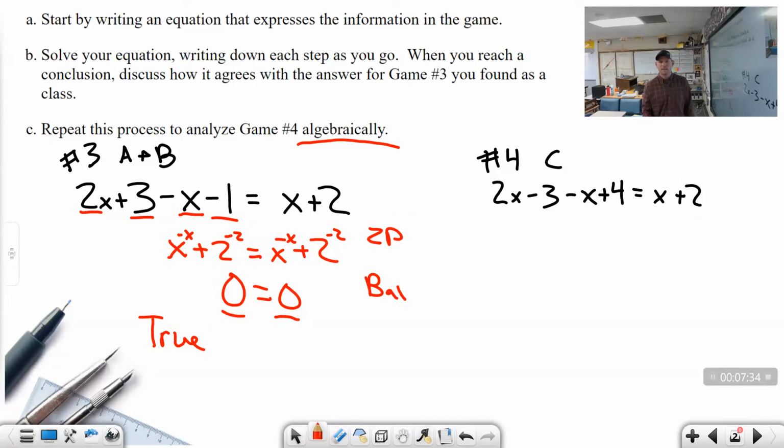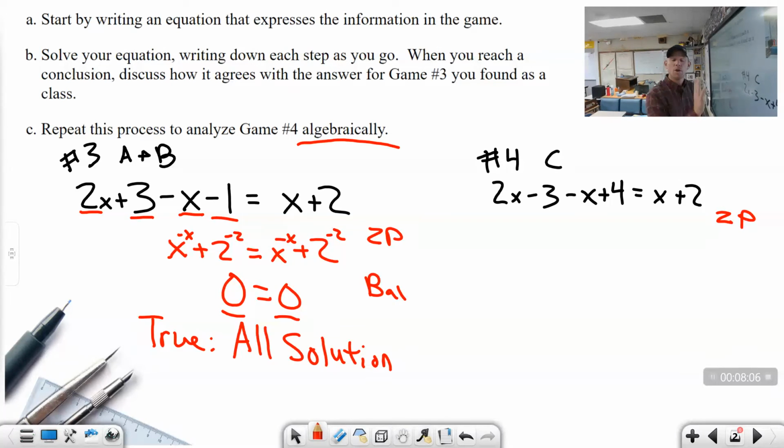What does this mean? This means that all solutions are numbers that make both sides equal. See, that's why in game number 3, it doesn't matter what you choose. Every number you choose is going to be a correct answer. The game was rigged. So let's look at number 4. Let's see what happens. Same thing.